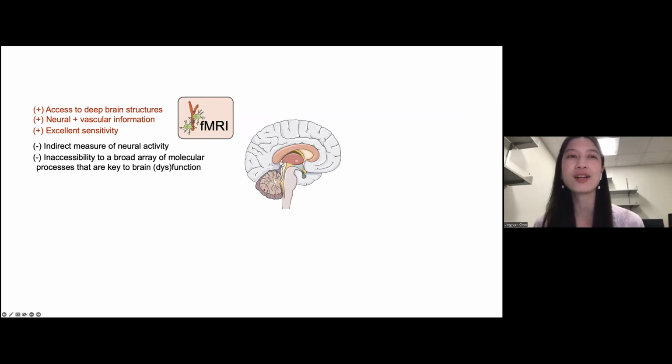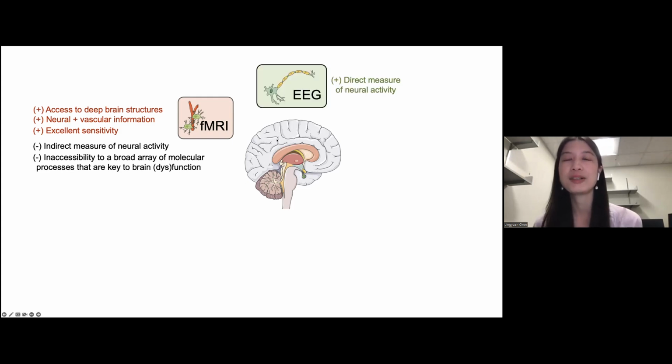For instance, fMRI can access deep brain structures, has whole brain coverage, and has excellent sensitivity, but it also has the downside of modest neuronal specificity. Basically, it's an indirect measure of neural activity, which I will introduce in later slides. It also doesn't have access to a broad array of molecular processes that are key to the brain's function or dysfunction. But scalp EEG electrodes can offer direct measures of neural activity, which is complementary to fMRI.